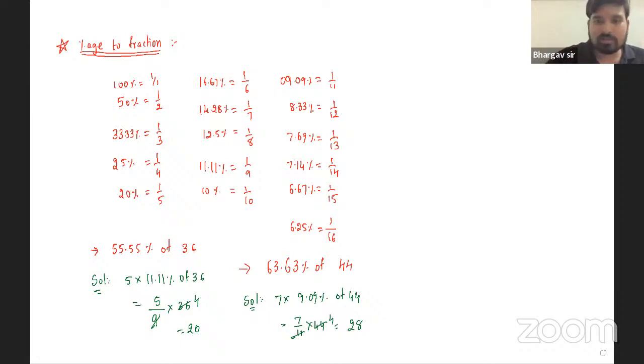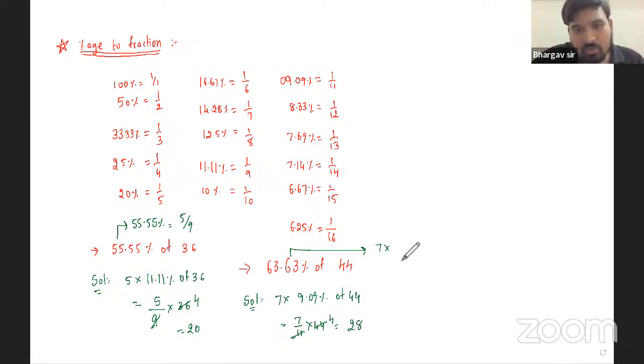But you need to understand that I should be able to write 55.55% as 5 by 9. This is the skill. This is what I have given to you, and this is the skill that you need to develop. And you should be able to write 63.63% as 7 into 9.09%, and you should understand this is nothing but 7 by 11. To be able to write 63.63% as 7 by 11.